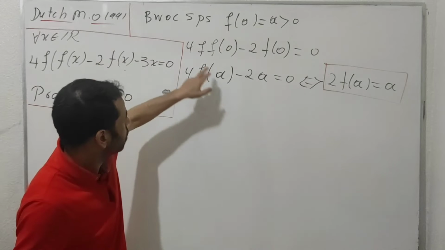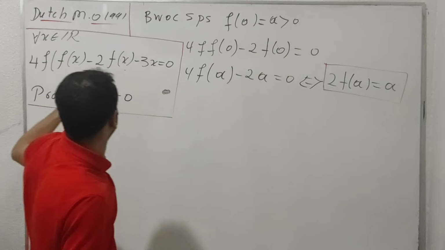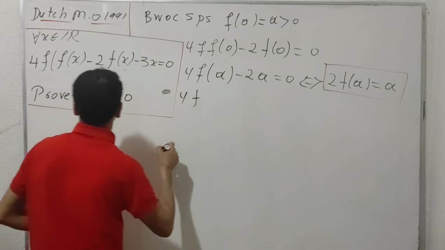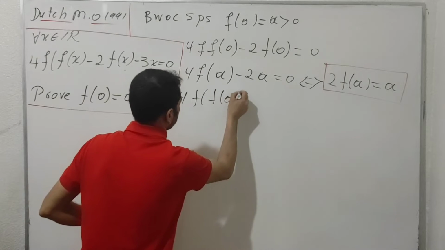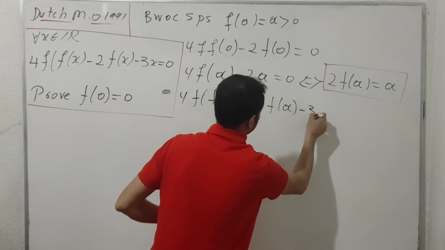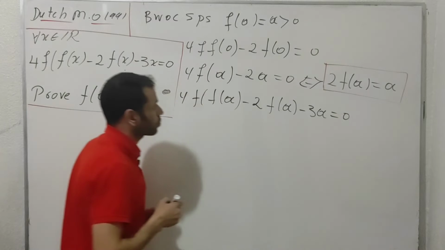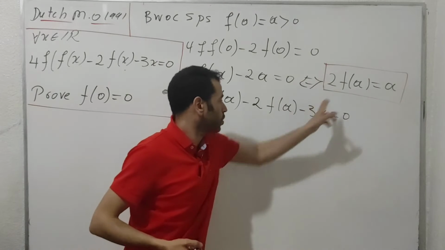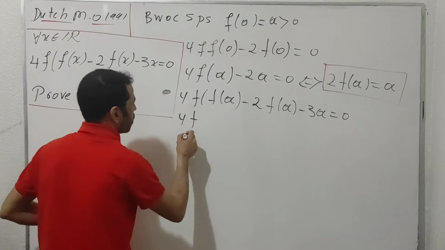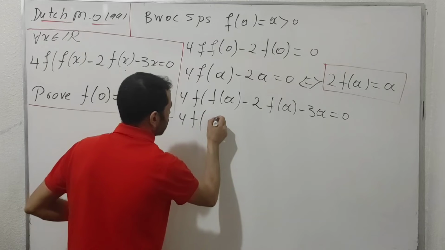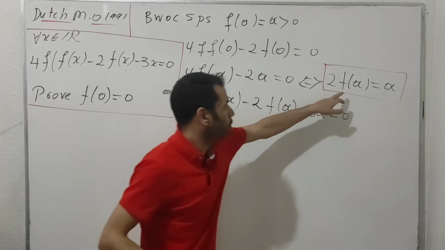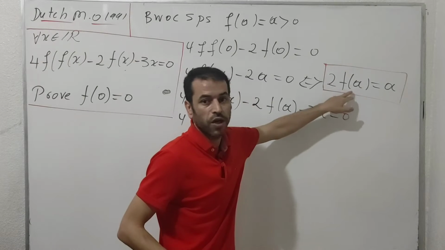Now what to do? Now I'm going to plug A into this function. So we'll have 4 times f of A minus 2 times f of A minus 3 times A equals 0. Now I'm going to plug this found fact into this function to see what it gives us. So we'll have 4 times f of, here it becomes A over 2. I'm just replacing f of A. I'm dividing both sides by 2, and I get f of A equals A over 2.